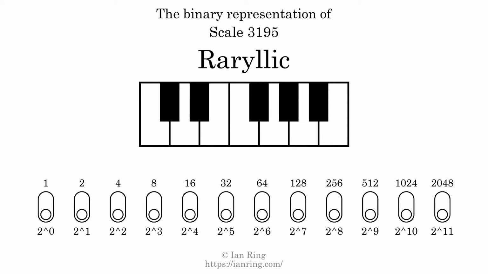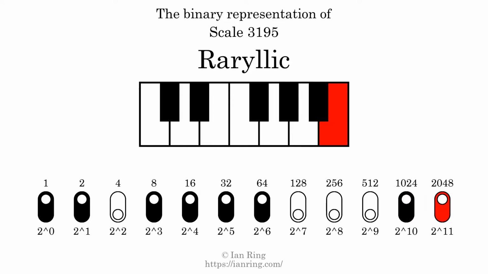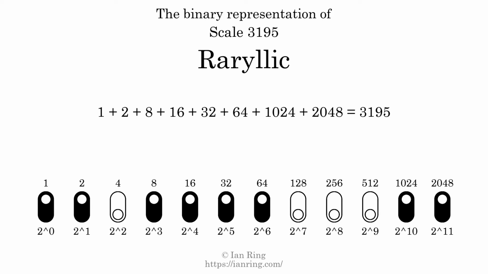The binary representation of this scale is determined by mapping tones of the scale to binary digits. Each binary digit represents a power of 2. To get the scale number, we add the powers of 2 together. The powers of 2 that are present in the scale, all added together, equals 3195. That is why the scale number, in decimal, is 3195.